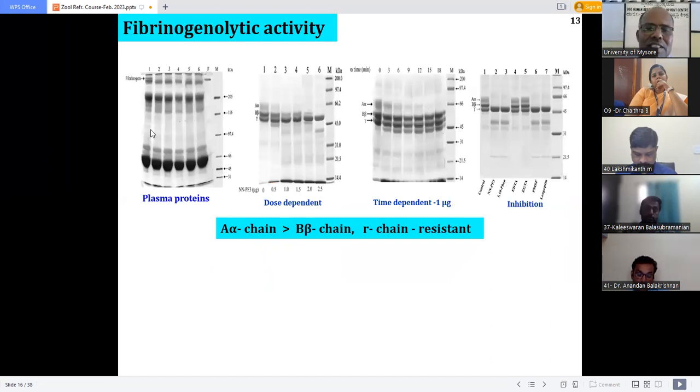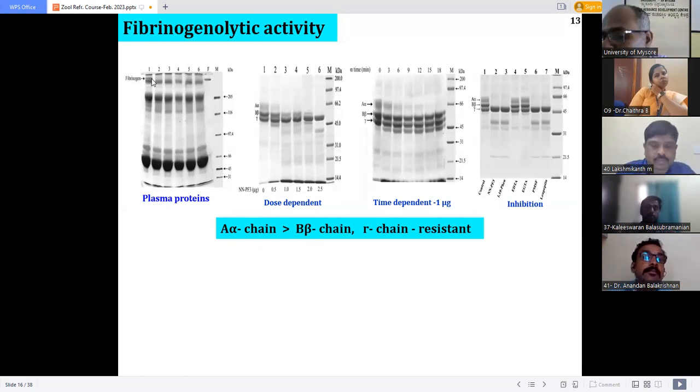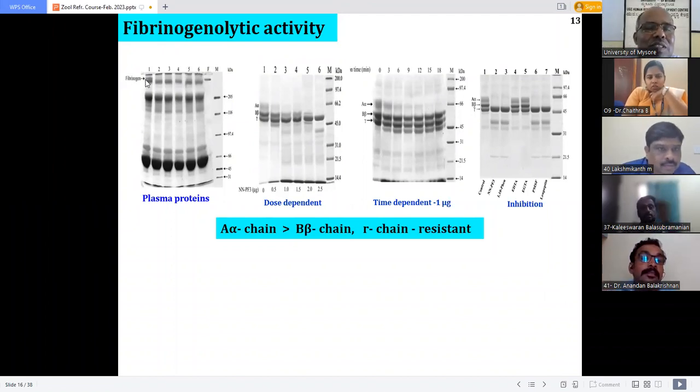See here, look at this. This is just plasma protein, analyzed through SDS-PAGE in non-reducing condition. So you can see over here, this is the plasma protein. You can see the arrow mark here. Can you make out the arrow mark? Can you see the arrow mark? Yeah, that's fine. So this one is actually a fibrinogen band.